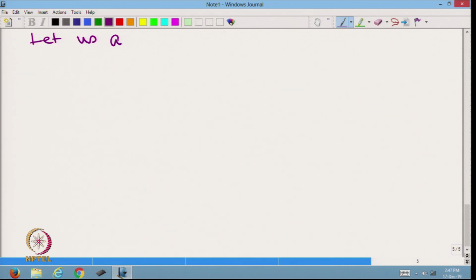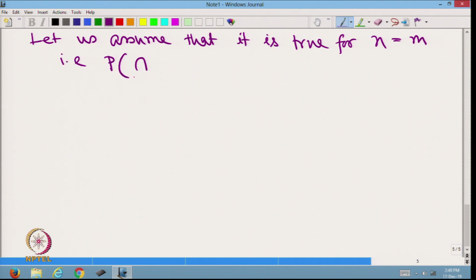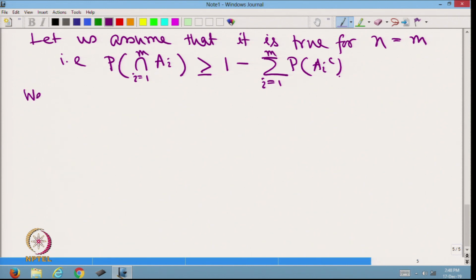Let us assume that it is true for n equal to m, that is, probability of intersection of Ai, i equal to 1 to m, is greater than or equal to 1 minus sigma i equal to 1 to m probability of Ai complement. We need to show it for n equal to m plus 1.